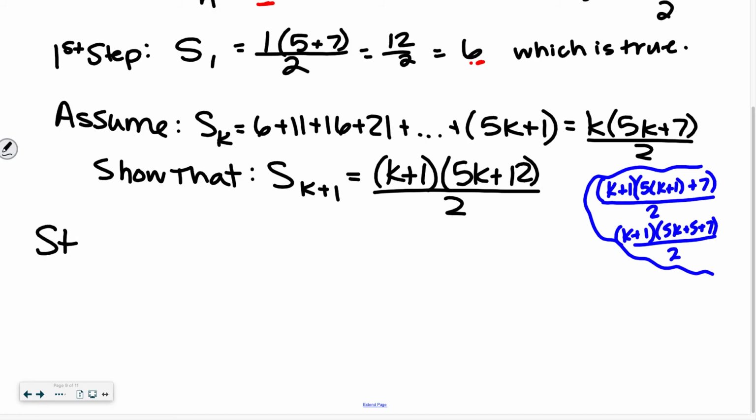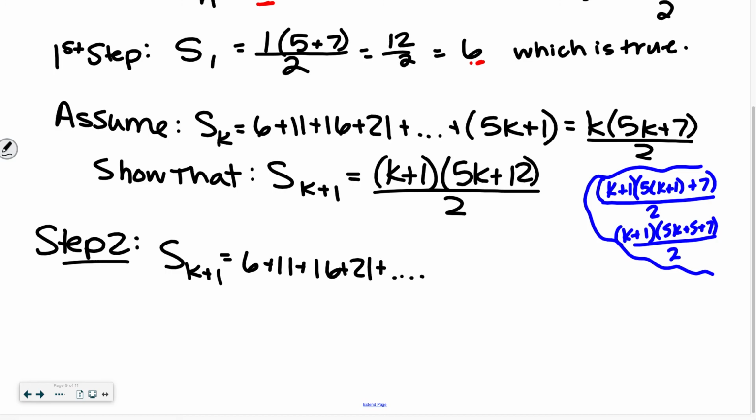Okay. All right, step 2. Here's the meat of your proof. Now I actually have to do the work. So this is where you really start doing actual work and thinking things out. So I'm going to start with s sub k plus 1. I'm going to add up k plus 1 terms, which would start with 6 plus 11 plus 16 plus 21 plus dot dot dot, and I would get to 5k plus 1.